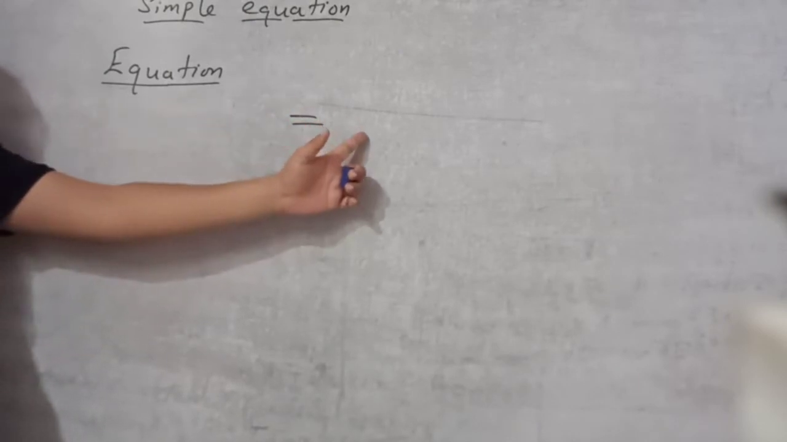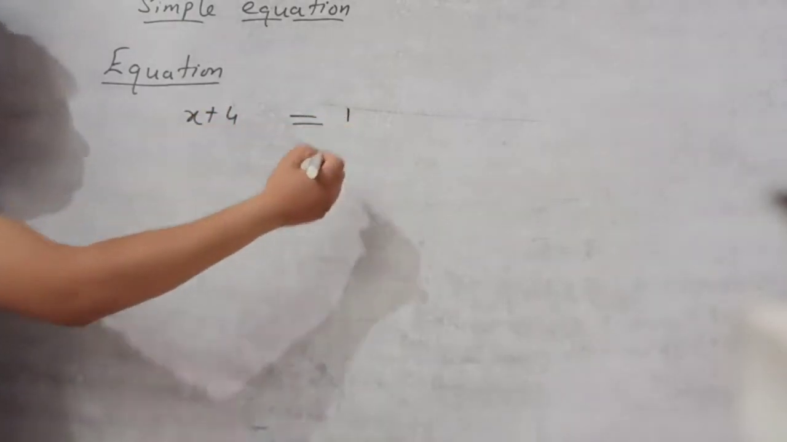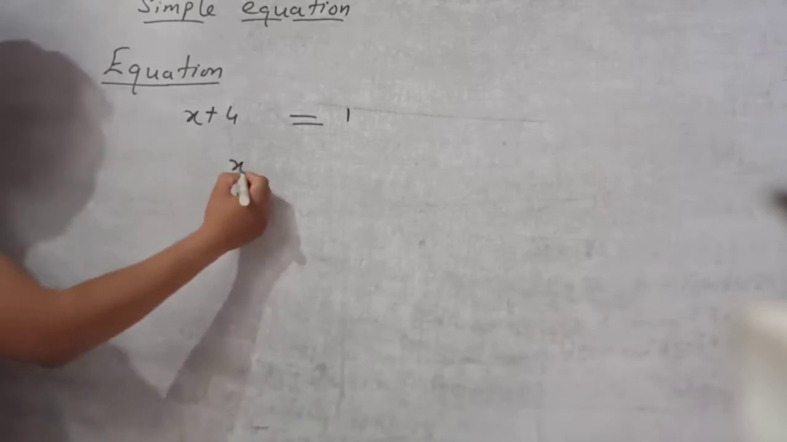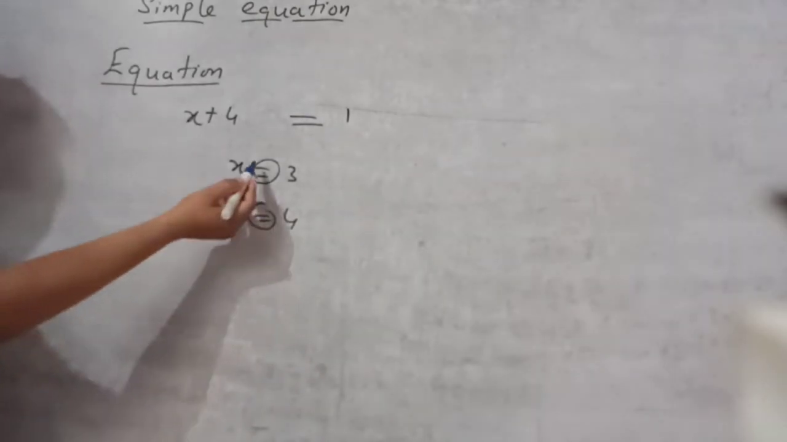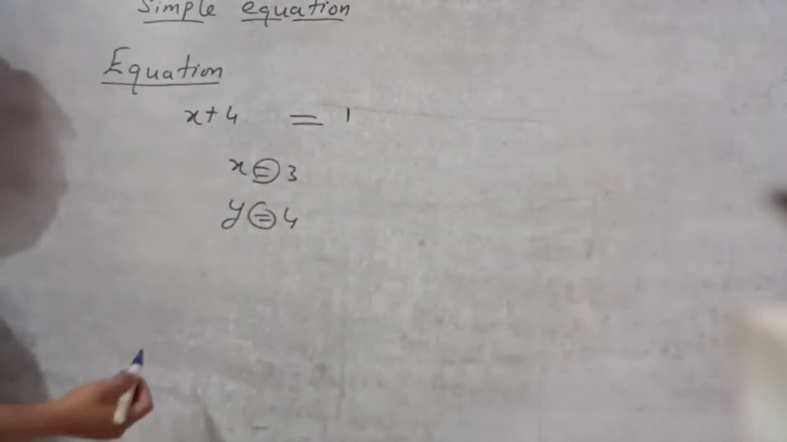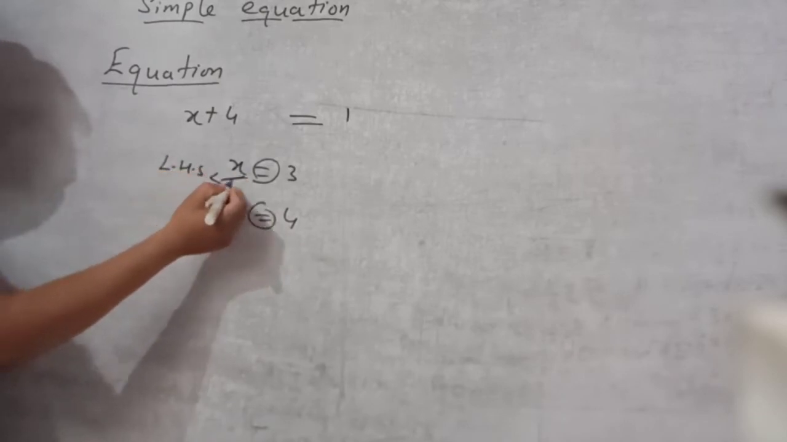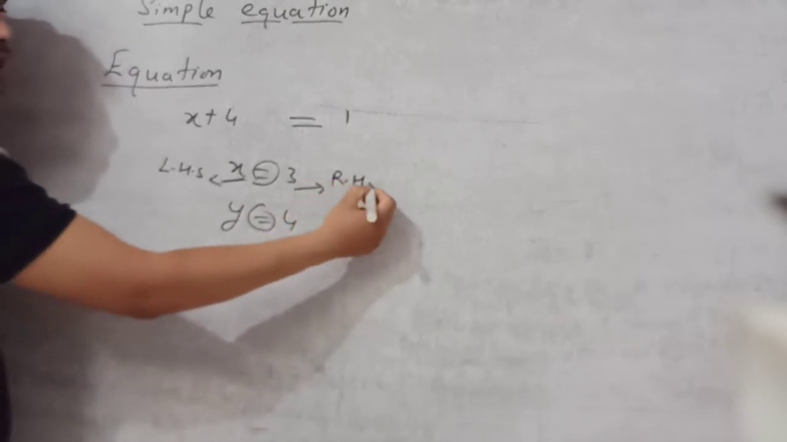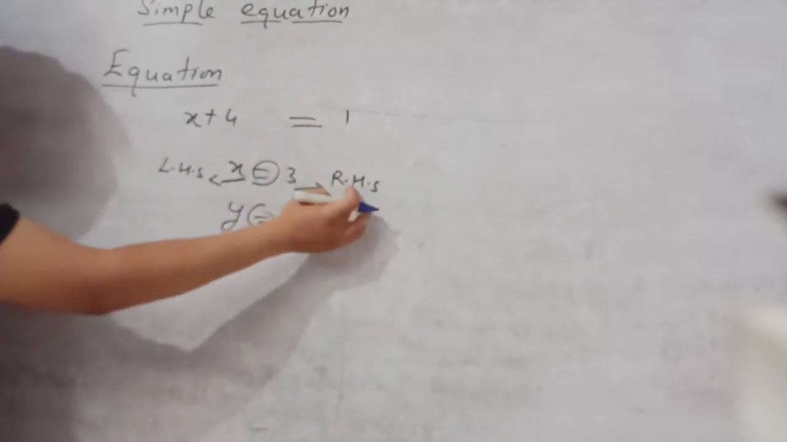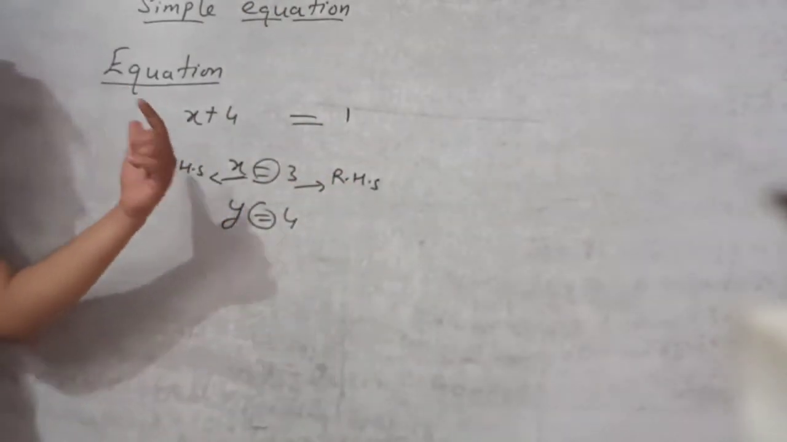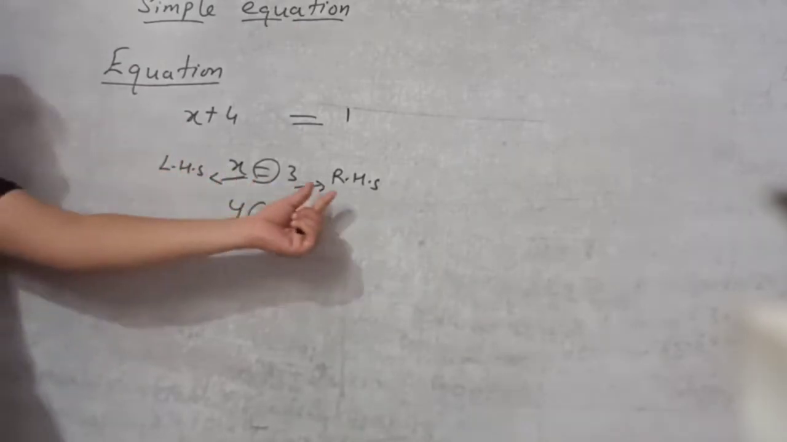On the left side and right side we write some numbers, or an expression: x plus 4 equals 1, or x equals 3, y equals 4. Where the equal sign is there, that is known as an equation. This is our left hand side, and this is the right hand side, after the equal sign. What is written on the right is the RHS, and on the left side we have the LHS. Left hand side, right hand side.